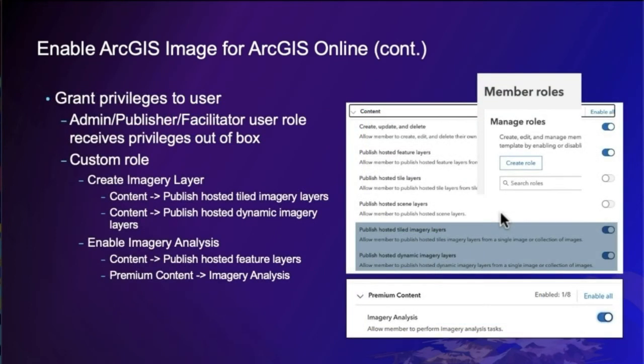On top of the user type extension license, you need to grant privilege to the organization user in order for them to use the API and access the user experience on the web. The built-in user roles such as administrator, publisher, and facilitator will receive the privilege automatically. If you want to create custom roles, the privilege to grant to the user for creating image collections is under the content settings group. For creating hosted tile or hosted dynamic image layers, there are separate privileges.